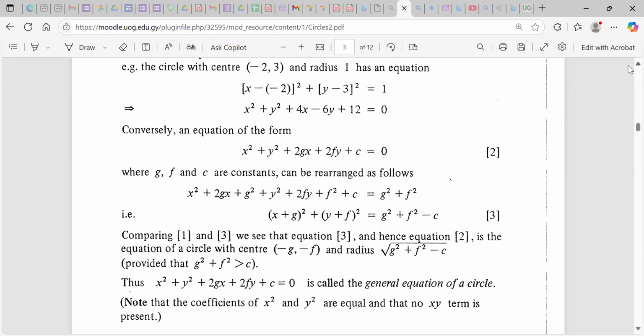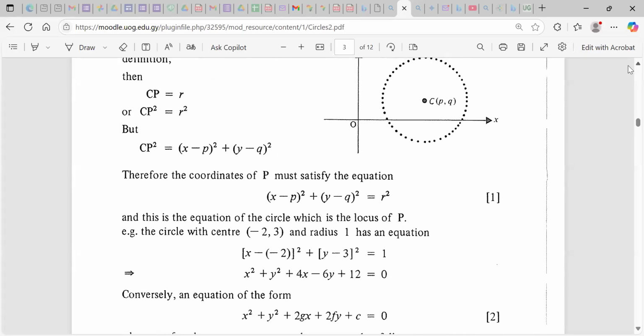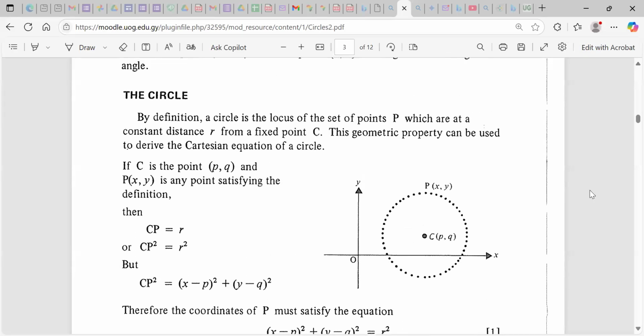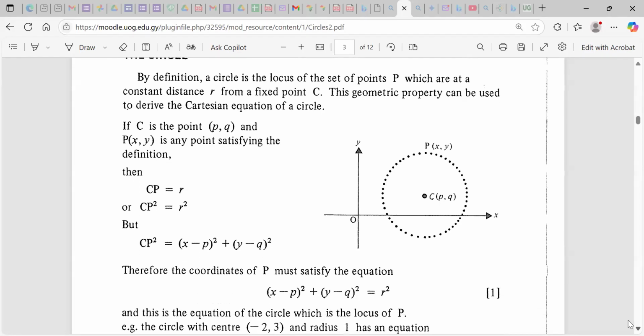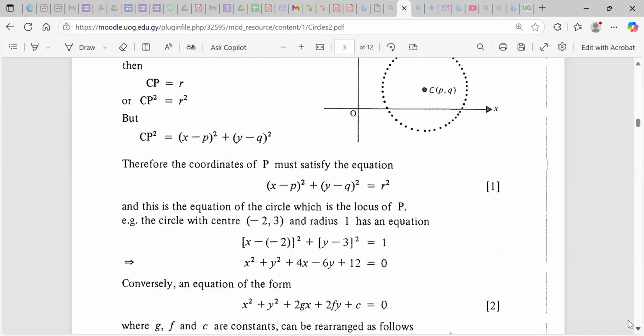So we were talking about a circle, right? Just rehashing what you did for the last course. A circle is basically a locus, or a path traced out by points that are equidistant from a certain center, right? And we're going straight to when the center is not at the origin, right?